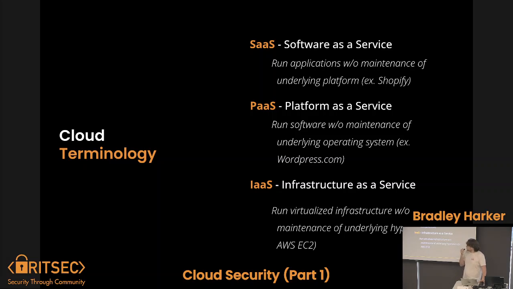Then we have infrastructure as a service, and this is you actually managing the VMs that you're running on, the networking, the actual VM itself, except you don't have to manage the actual physical server that it is running on. So I don't have to have a physical server. I can just tell AWS to spin up a VM for me. That is infrastructure as a service.